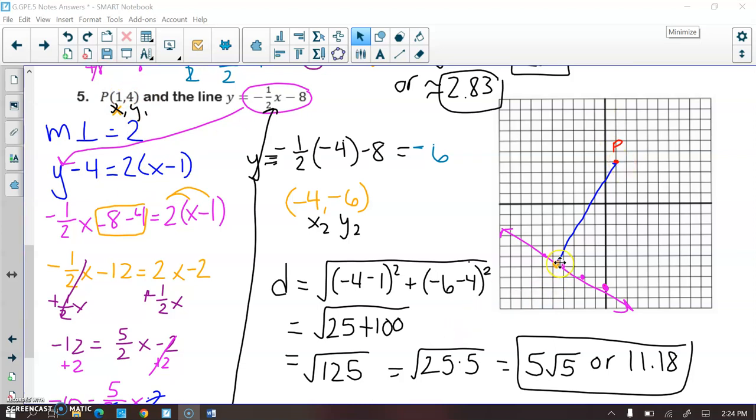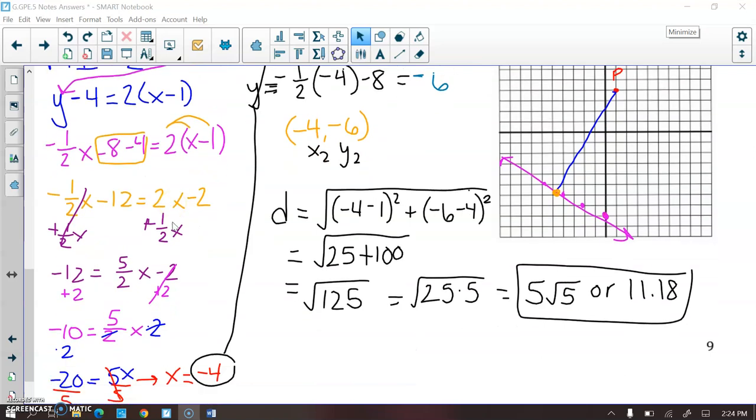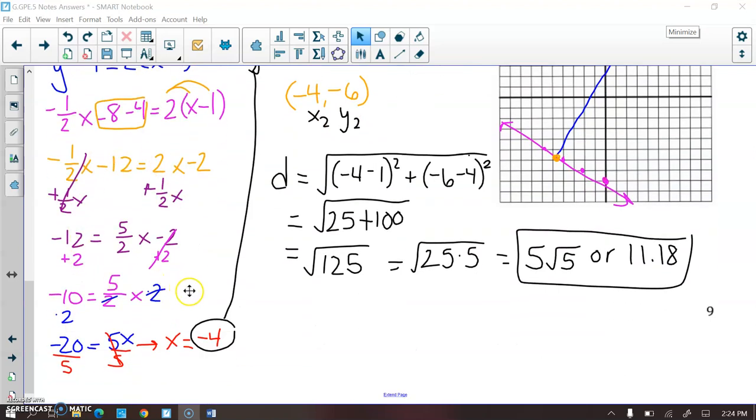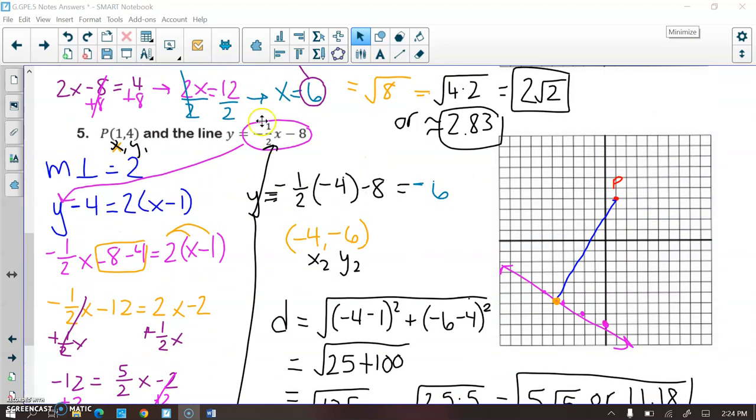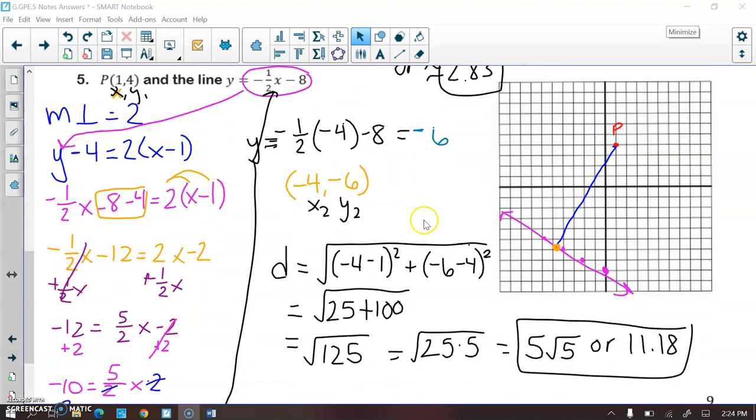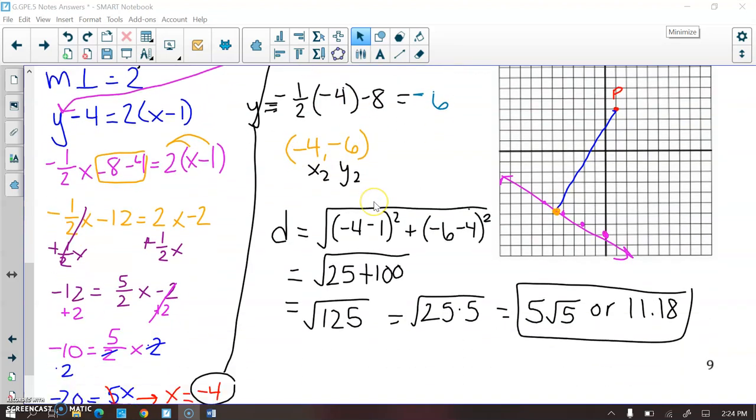Then, to find the yellow dot, I need the intersection between that blue and pink line, so I use systems of equations. I did systems by substitution, so I took the -1/2 x minus 8, and I put it in for y in this blue equation, and I got this equation. When I solved for x, which is all this work right here, I got x is -4, which I then substituted into this equation up here to find my y value, which is -6. So the yellow dot is at (-4, -6).